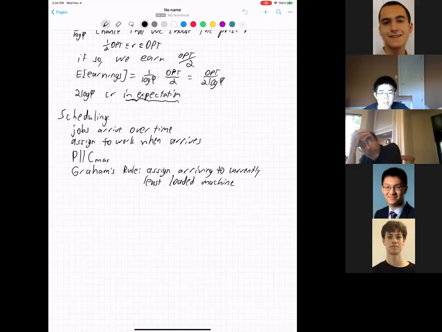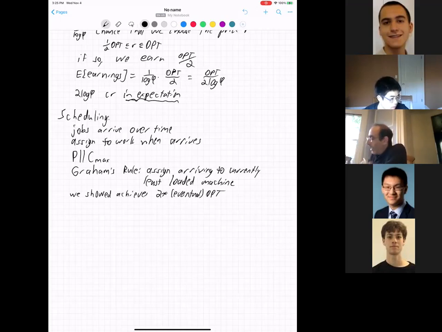From the last student, I think this is a 2-competitive algorithm. Right. This is a 2-competitive algorithm because it's a 2-approximation algorithm, right? We showed that this algorithm achieves 2 times the eventual optimum, right? And if it's going to achieve 2 times the eventual optimum, that means that it's a 2-competitive algorithm.